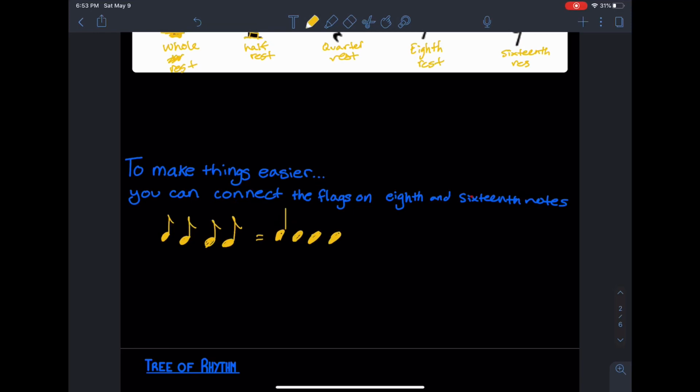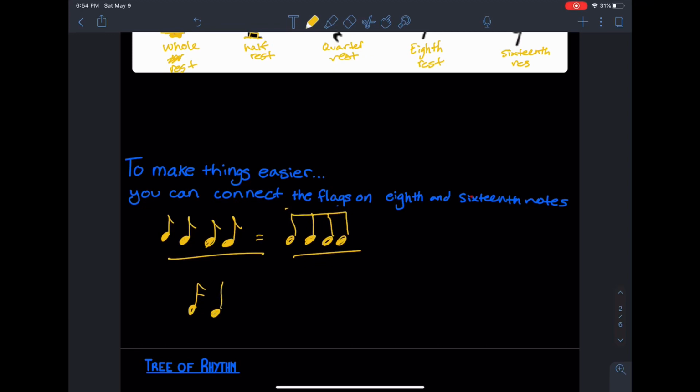Man, Notability is really letting me down here. All right, there we go. That looks good. And it looks something like this. That looks so bad, I'm just going to do it again. It looks something like this. Here we go. Where they basically connect all the stems. Like that. Okay? So these two mean exactly the same thing. You just connect the stems. And by connecting them together, it just looks a little bit neater.